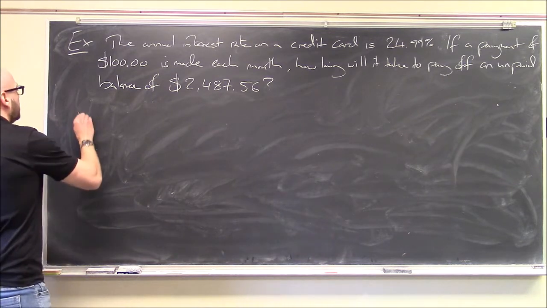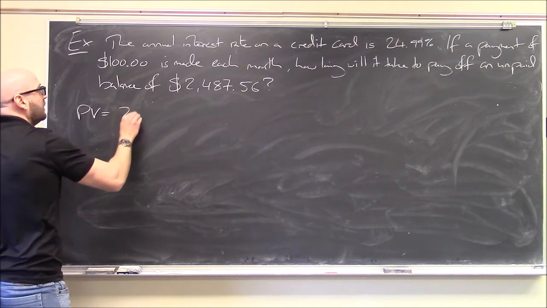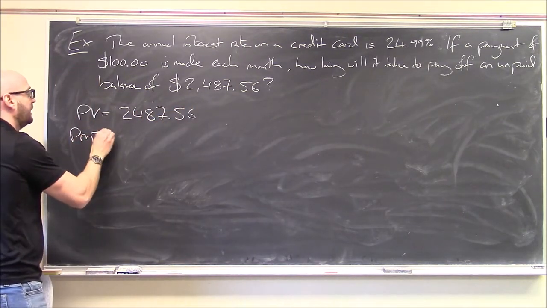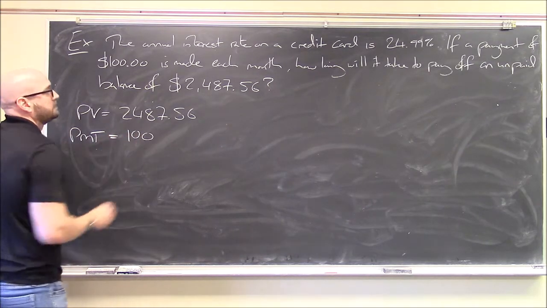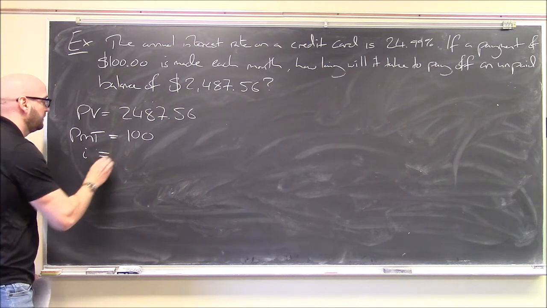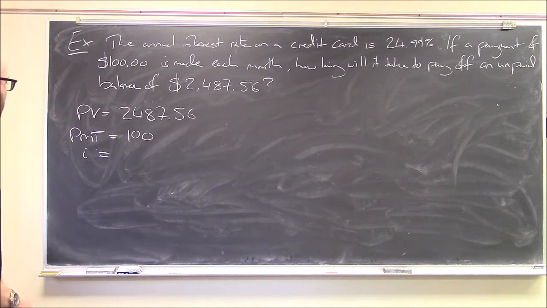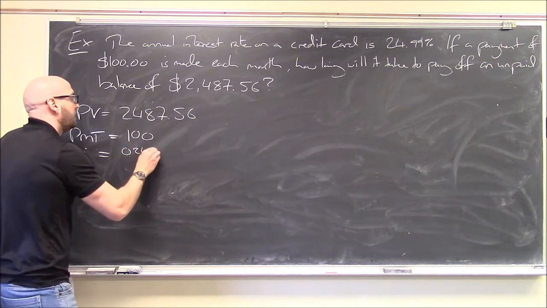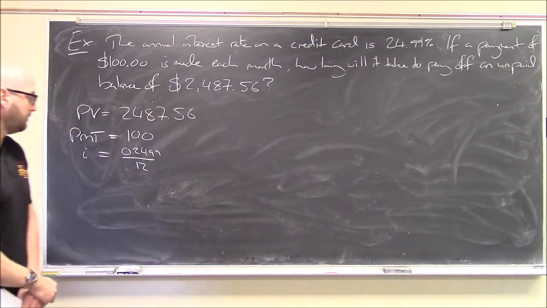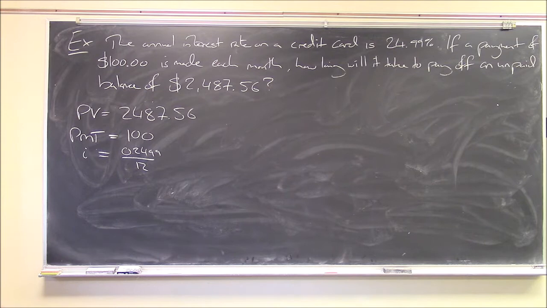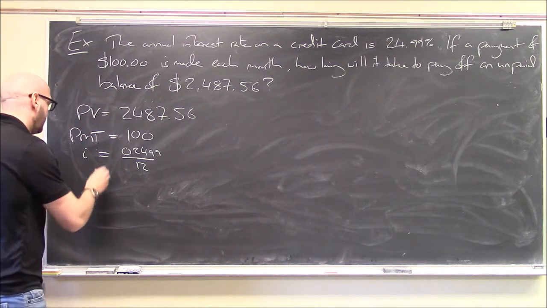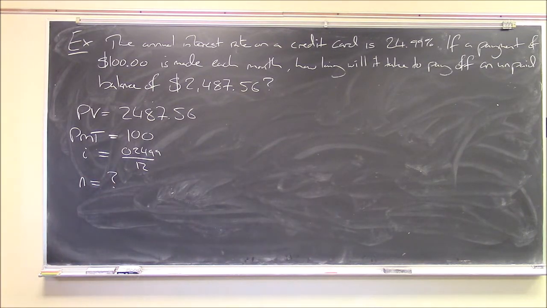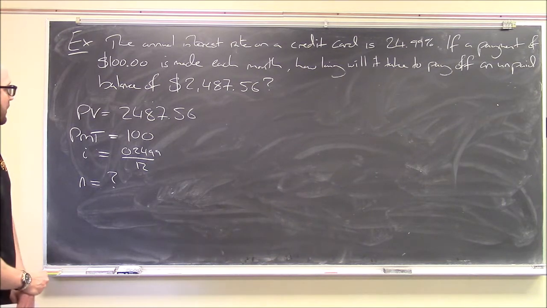And what do we have? We've got the present value is 2,487.56. Our payment size is $100. We've got I. So our interest per period is 0.2499 over 12, right? We'll assume we've got monthly billing cycles. And, well, we're making these payments each month, so this is reasonable. And N is what we're looking for, right? How long will it take to pay off this balance?